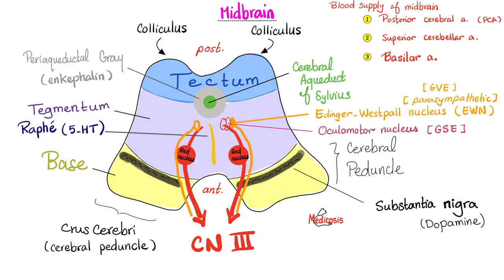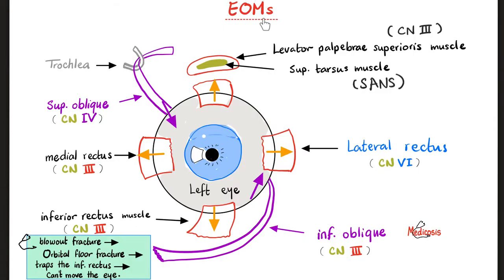Remember, Westphall is visceral. Who's gonna move my extraocular muscles? The oculomotor nucleus. Who's going to constrict my pupil and accommodate my lens? Edinger-Westphall nucleus. Next, let's talk about the extraocular muscle. Look at this beautiful picture. Here's your left eye. There is a muscle that can pull it up so that you look upwards, superior rectus.